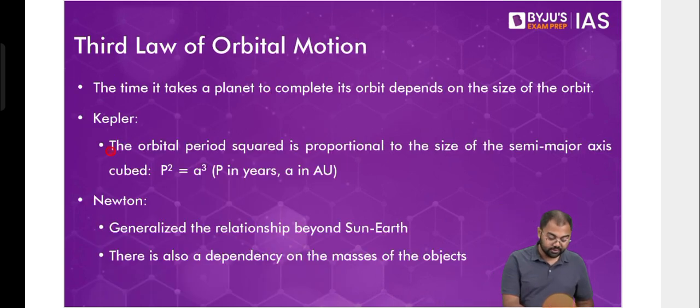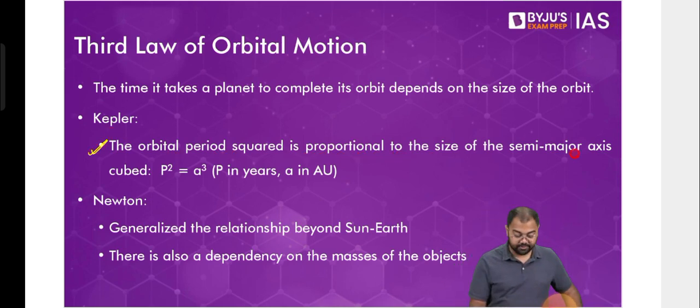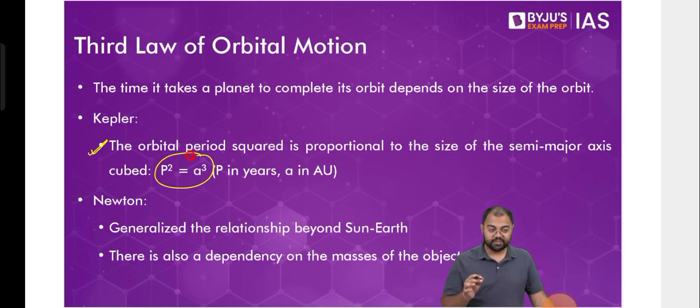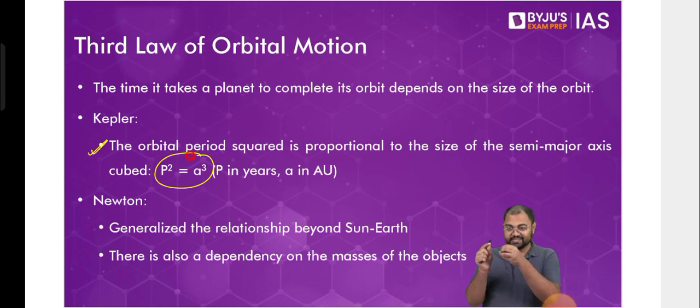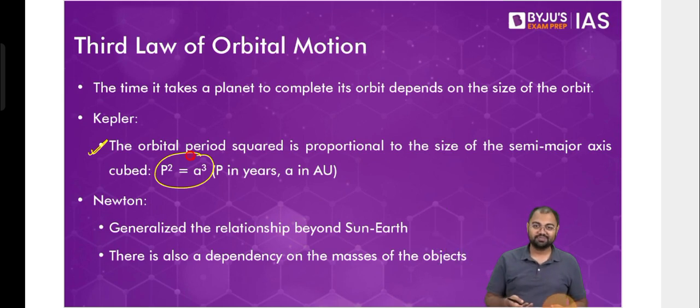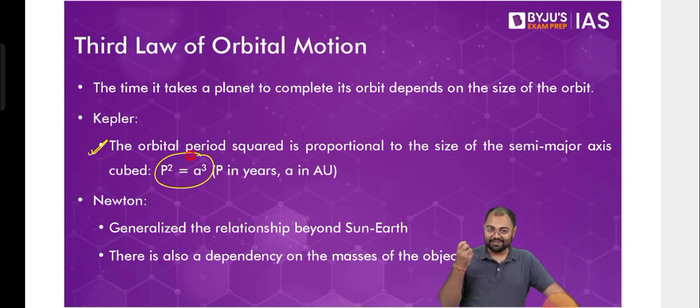Then comes the third law, which looks like a very technical law, but it's very easy. It says the orbital period squared is proportional to the semi-major axis cubed. Just remember that what it essentially says is that if a planet is near the sun, it will take less time to complete one revolution, and a planet which is away from the sun will take more time to complete one revolution. This goes without saying, right? You would say that this is common sense, but this is common sense today. In the 1600s, if you had this common sense, the law would be named after you.